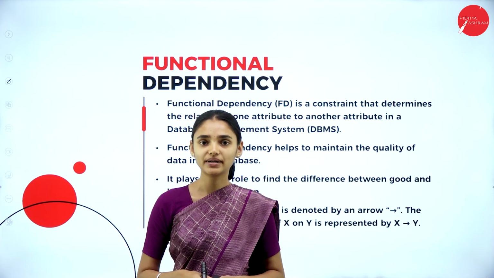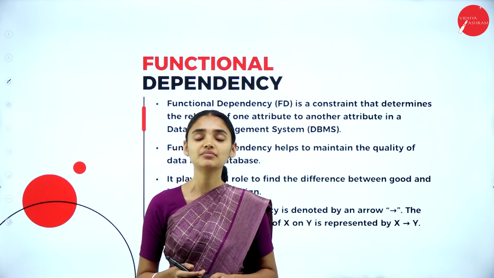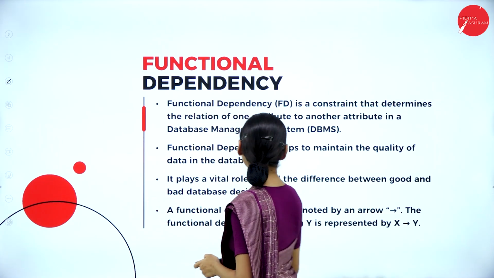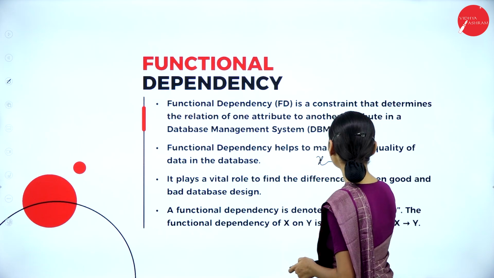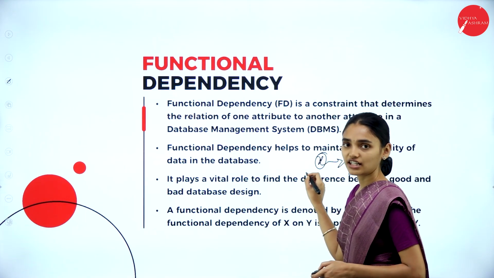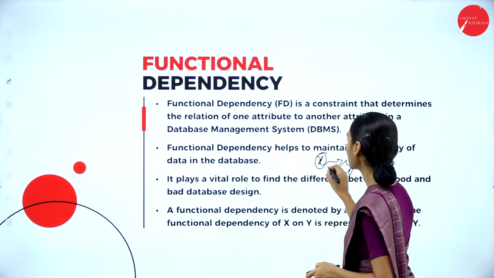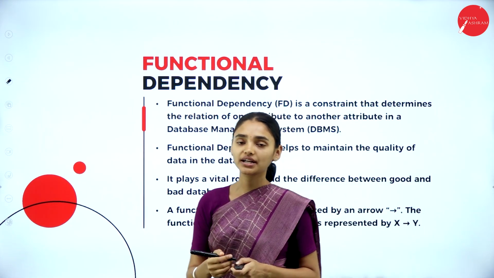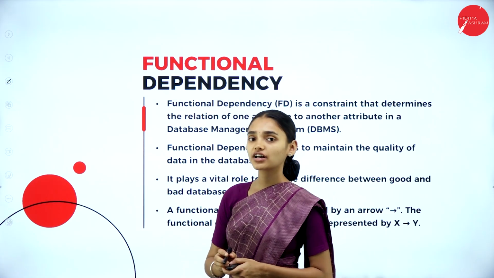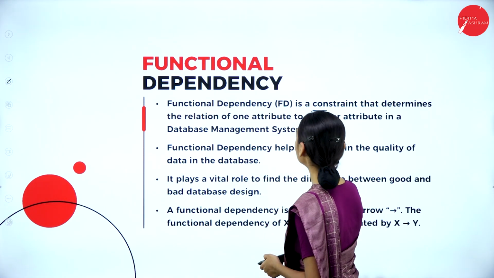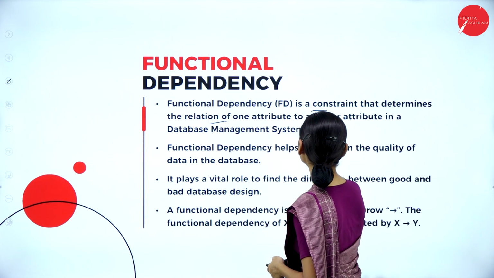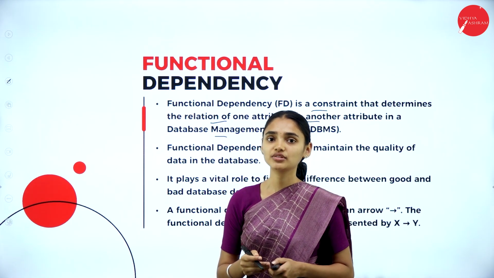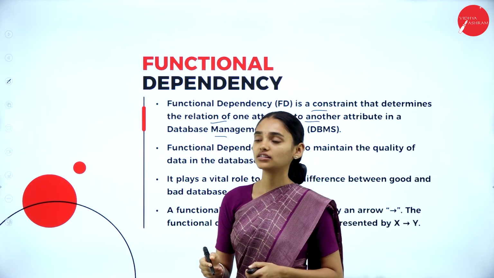Next is functional dependency. Functional dependency determines the relation of one attribute to another attribute. Here X is a determinant and Y is a dependent, that is, Y is dependent on X. It is an example of functional dependency: one attribute dependent on another. The functional dependency is a constraint that determines the relation of one attribute to another attribute in a database management system.